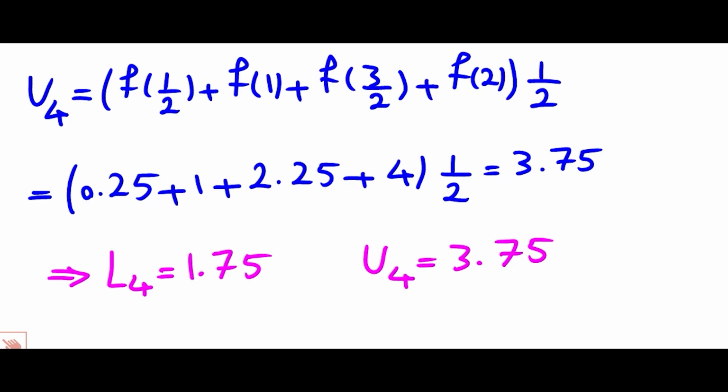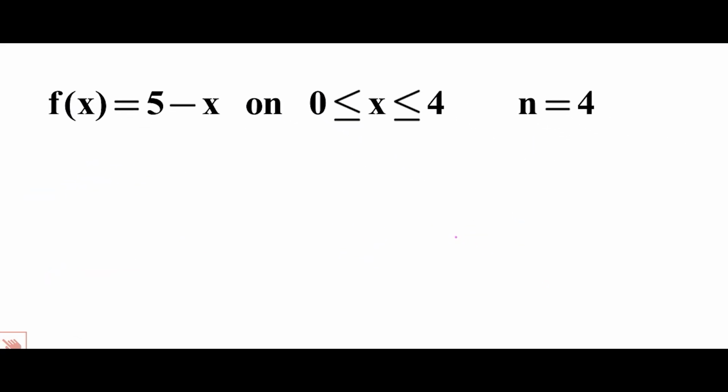Number 3, f of x equals 5 minus x on the closed interval 0 to 4, let n equals 4. Since f of x is decreasing, the rules are reversed, means lower sum uses the right endpoints and upper sum uses the left endpoints. So first delta x. Delta x equals b minus a, 4 minus 0 over 4 equals 1.